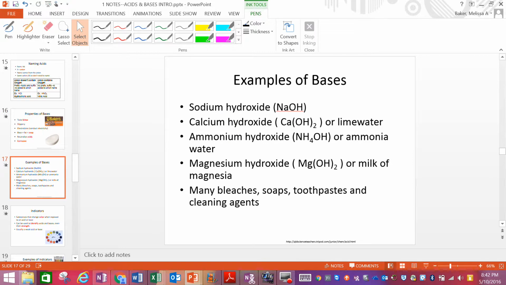Examples of bases. We're using sodium hydroxide to make soap. You might have heard of some of these other ones. Ammonium, calcium hydroxide, magnesium hydroxide. They're in things like your antacids that you eat when you've got an acidic stomach. Lots of bleaches, soaps, toothpaste, cleaning agents have bases in them.